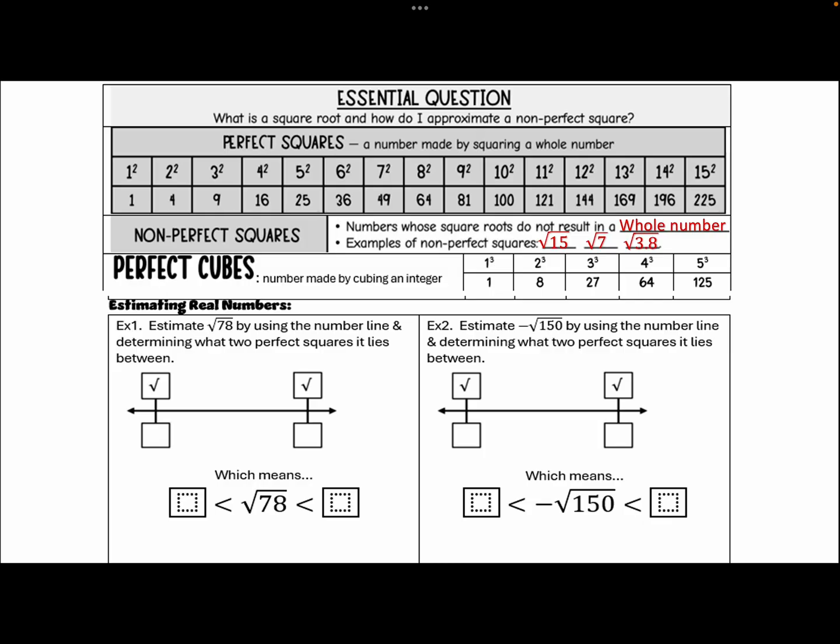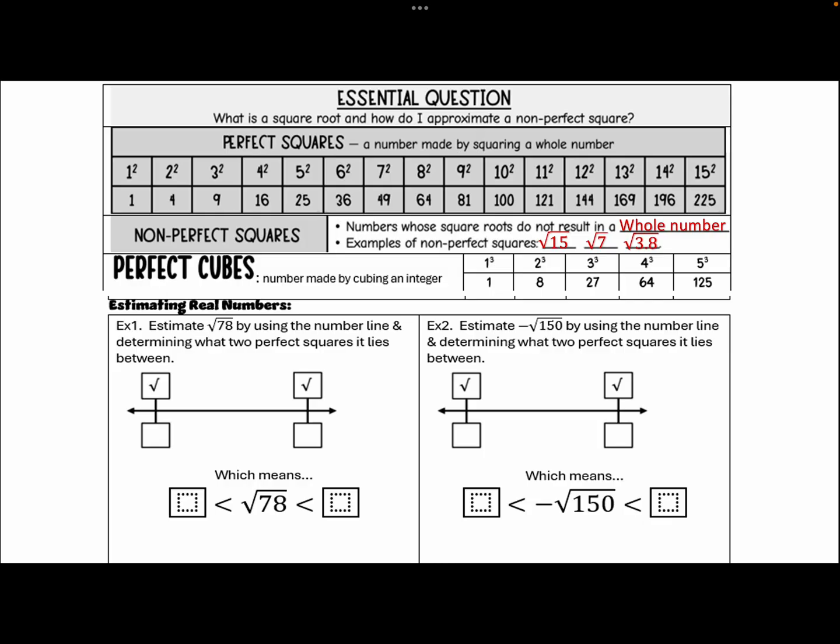So we've got our perfect squares that we've been talking about, and a non-perfect square just means that the number, when we take the square root, we do not have a whole number answer. So for example, square root of 36 is 6 because 6 times 6 is 36. But the square root of 37 we wouldn't be able to do because there's no number times itself that would get us 37. All right, so now let's look at perfect cubes.